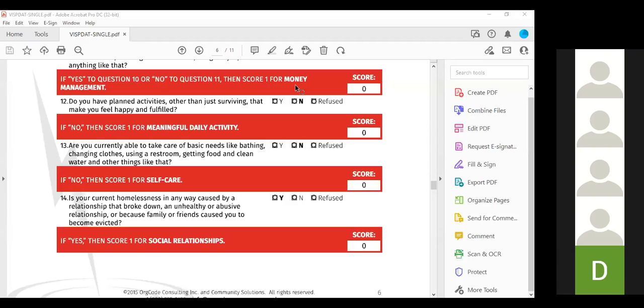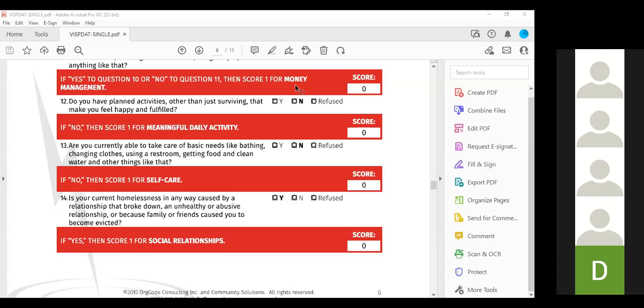I think on the full SPDAT, that question actually specifically states, can you take care of it without relying on someone else? So it's not whether you're able to do it, it's whether you have the ability to do it without relying on some other services like the shelter. You always get the top score in that if you're in the shelter, because you count on the shelter to let you bathe.